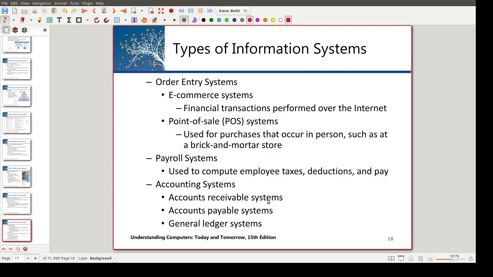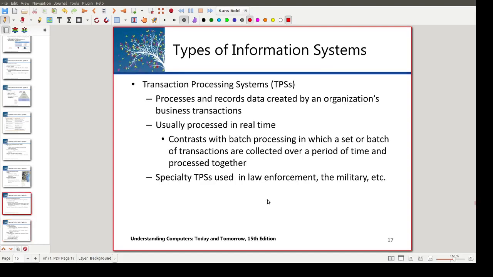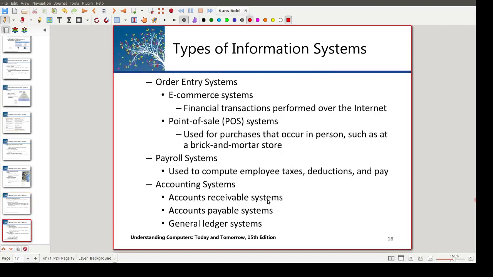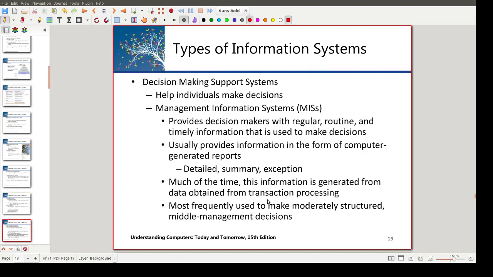Also, transaction processing systems include payroll systems used to compute employees' salaries, deductions, and payments, and also the accounting systems, for example, accounts receivable systems, and accounts payable systems, with the general ledger system as well. So these are specific systems. All of them are transaction processing systems, but they are designed for certain activities.